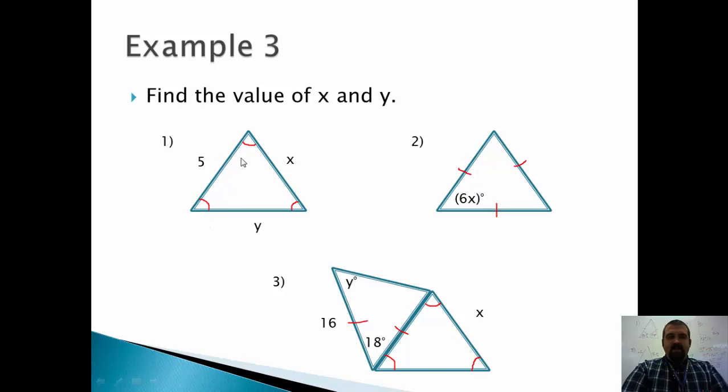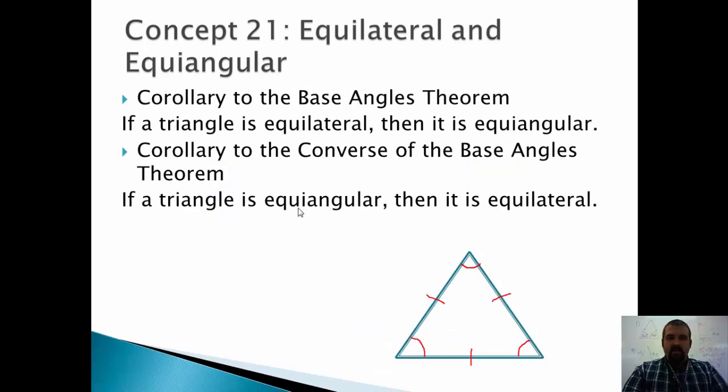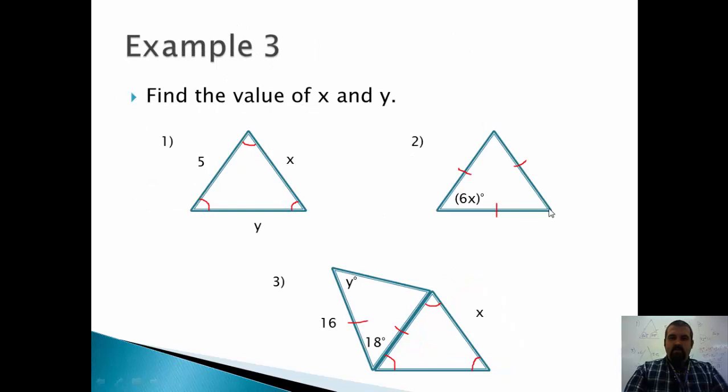Here, I have three congruent angles, so this triangle is equiangular. If I look back, if equiangular, then equilateral. So this is equilateral. All the sides are the same length. So x has to be 5, y has to be 5. Pretty straightforward. Not a whole lot of work to show here. X is 5, y is 5. Done. Moving on to 2.